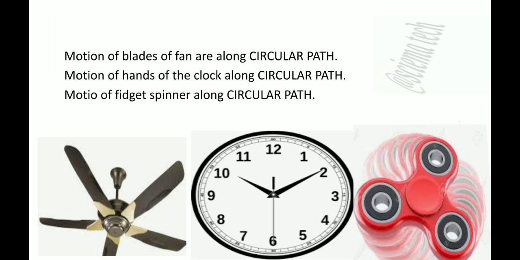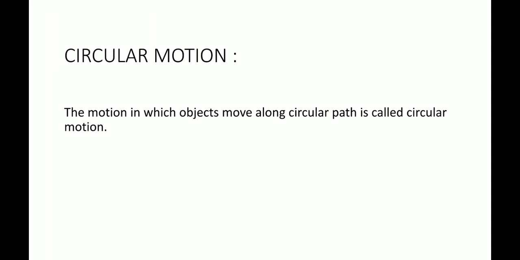Yes, you can assume some more examples. You can think of other examples also. So what kind of motion will this be? Yes, rightly said. It will be circular motion. The motion in which objects move along a circular path is called circular motion.